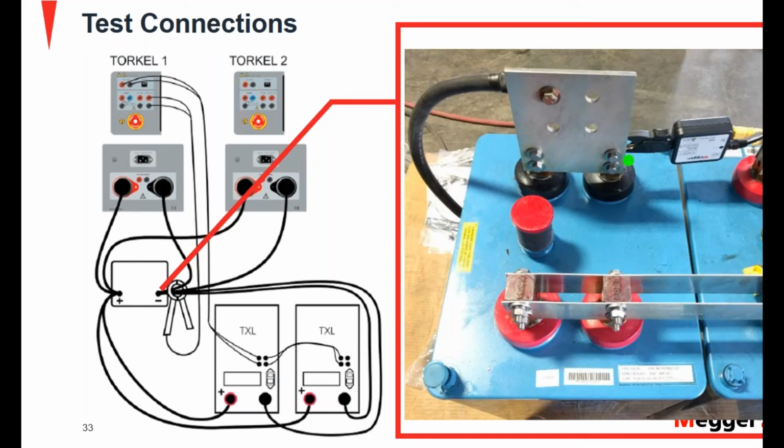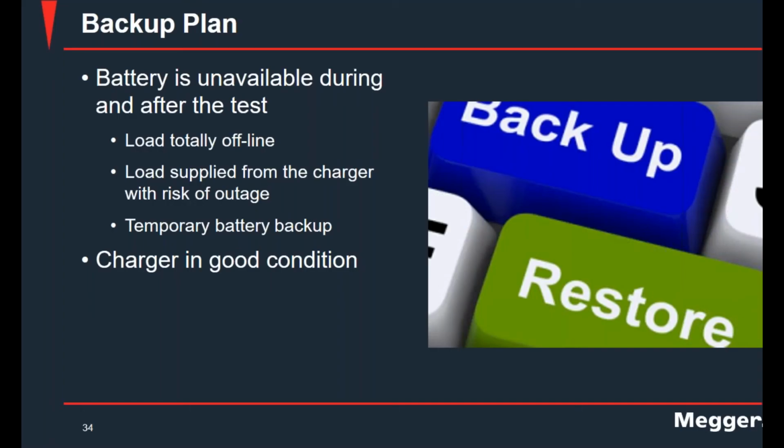Then the backup plan. Again, the battery is unavailable during and after the test. You need to analyze and consider whether you are going to have the load totally offline, or whether the load is going to be supplied from the charger with the risk of an outage, depending only on the charger, or whether you bring a temporary battery backup.